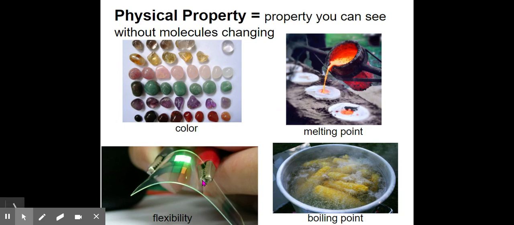Flexibility, how flexible something is. This is actually a flexible LED, which I think is cool. It was invented a little while ago. And the boiling point, so here's some corn boiling, and that water has a certain boiling point, and that's a physical property of it. You don't have to break the water molecule to boil it and find out what the boiling point is.